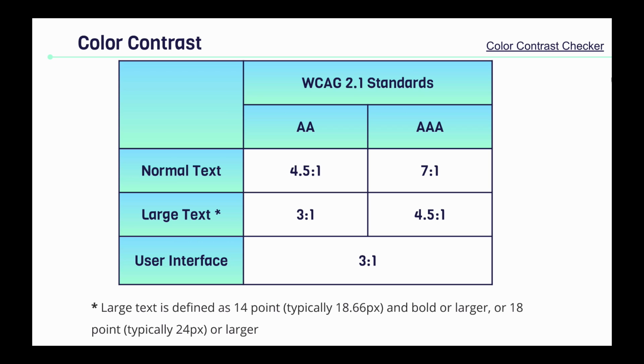So we can see, to meet the WCAG 2.1 AA, our normal text has to have a ratio of 4.5 to 1, whereas for large text, which is defined as 14 points and bold or larger, or 18 points or larger, you must meet a 3 to 1 ratio. For all user interfaces, you must also meet a 3 to 1 ratio. For AAA, you need 7 to 1 for normal text and 4.5 to 1 for large text.